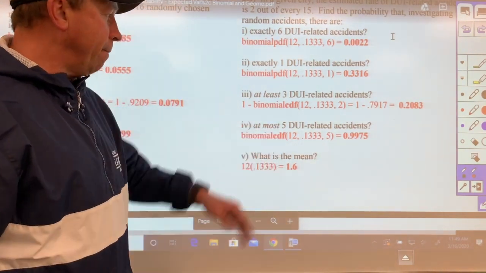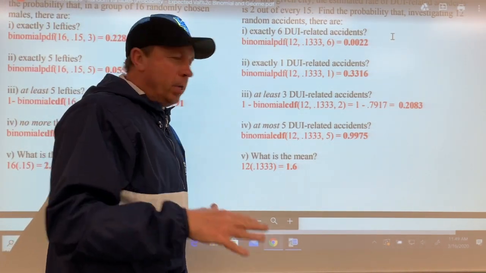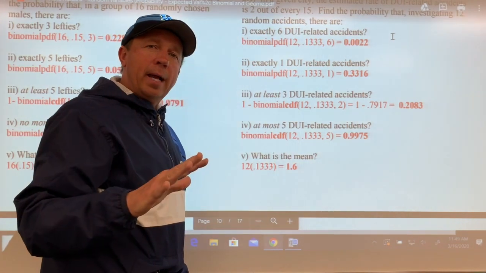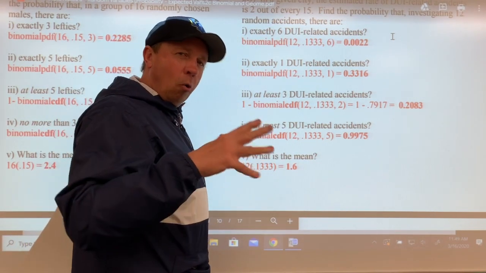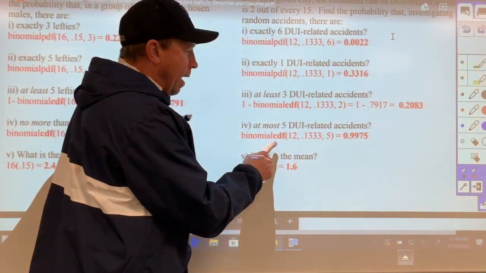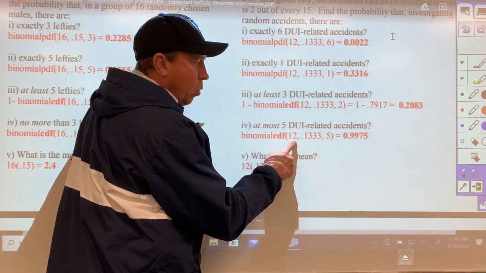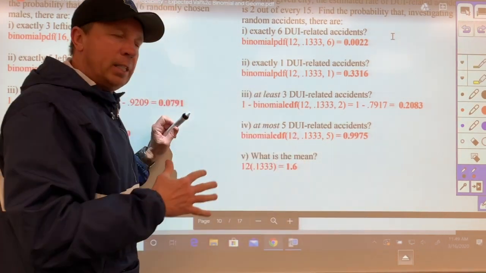Okay, at most 5. At most 5 means 5 or less. You got to put all of these into context of an or less function or an or more function. Okay, at most 5. That's 5 or less. There's the CDF, 12, 2/15, 5. Really good chance of getting 5 or less if you think about it.